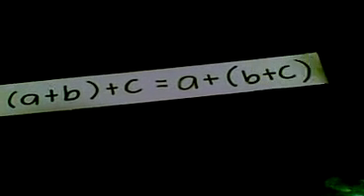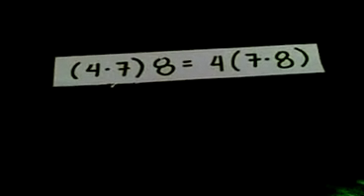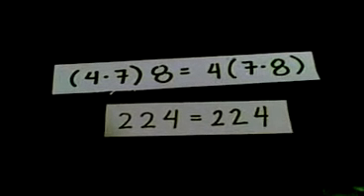Next in line is the associative property. In the associative property, if A, B, and C are elements of the set of integers, then quantity A times B, times C is equal to A times quantity B times C, and quantity A plus B, plus C is equal to A plus quantity B plus C. Example, quantity 4 times 7, times 8 is equivalent to 4 times quantity 7 times 8. 4 times 7 times 8 is equal to 224, and 4 times 7 times 8 is also 224.